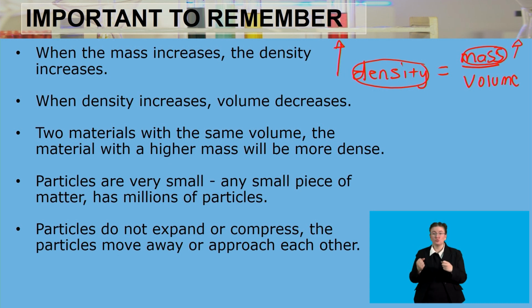And then the second part says, when density increases, the volume decreases. Which means when the density increases, the volume is going to be decreasing. The same thing is true about the decreasing in density and the decreasing in mass. So when density decreases, mass will also decrease. Those two things have that relationship that is corresponding to each other. And when we're talking about density and volume, when volume increases, density must decrease. So when one increases, the other one decreases.